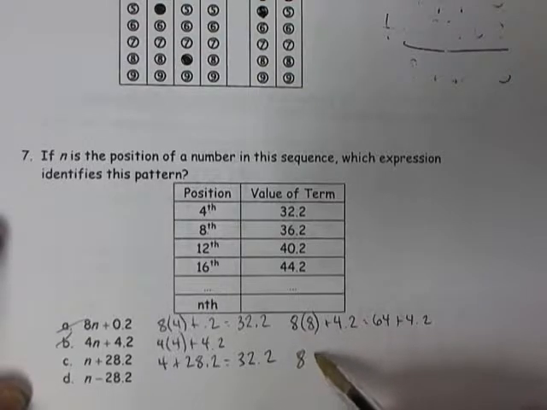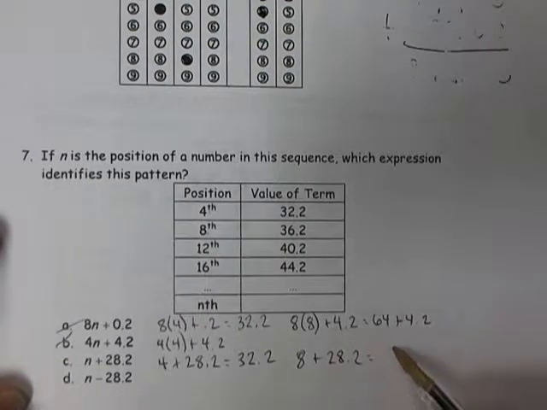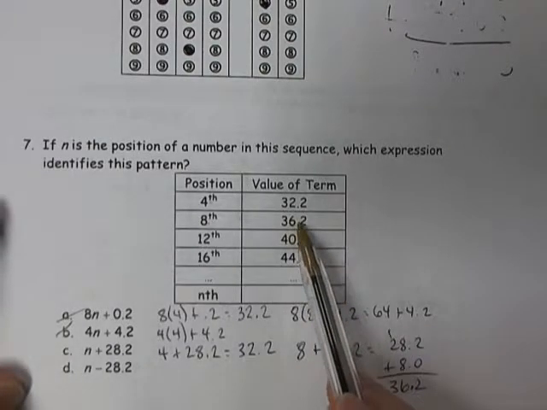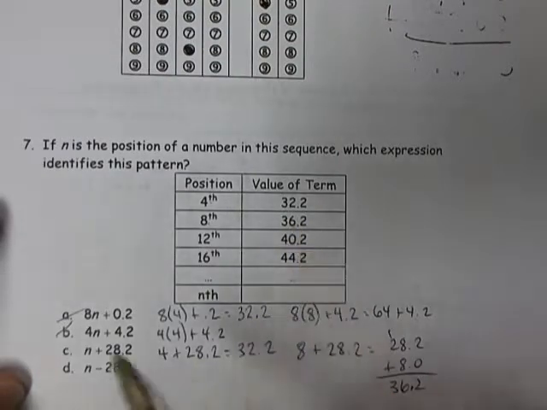So we have 8 plus 28.2. Okay, now I know we're going to need to line up our numbers. So let's line them up. 28.2 plus 8.0. We get, and line up your decimal, 36.2. That's what we're looking for in the 8th position. 36.2 is right here, so the correct answer is C.